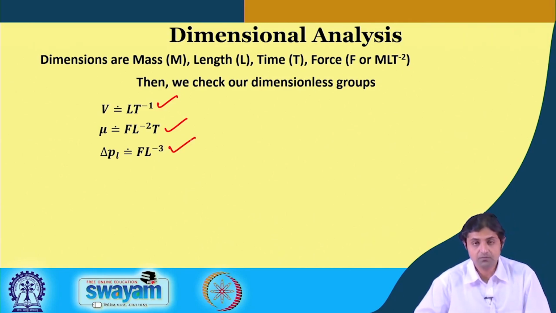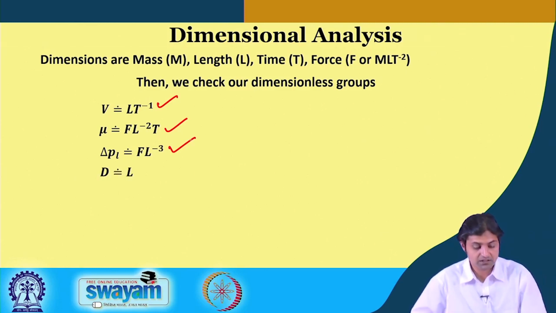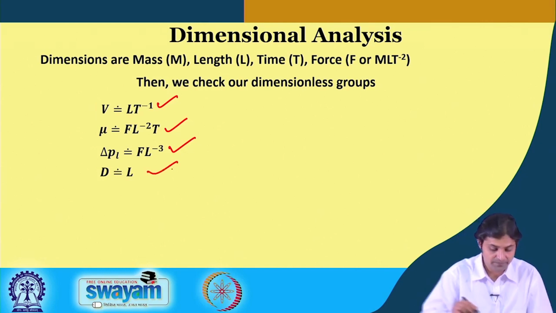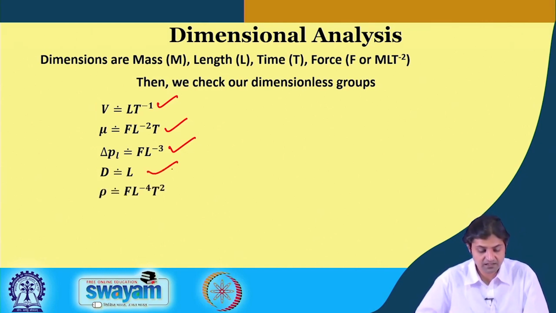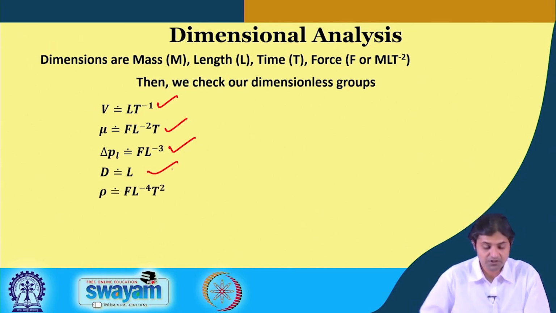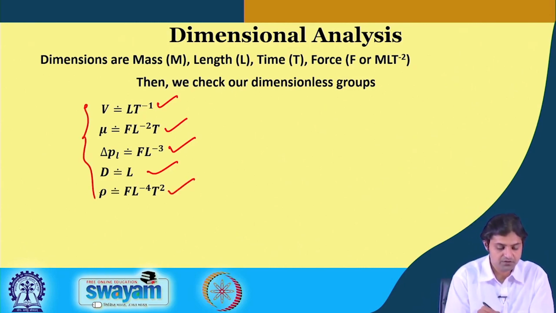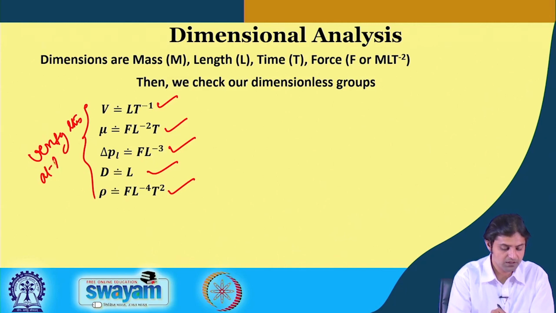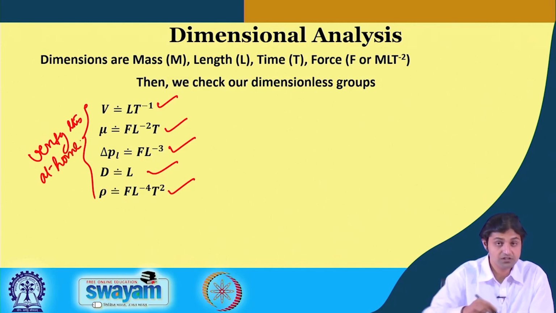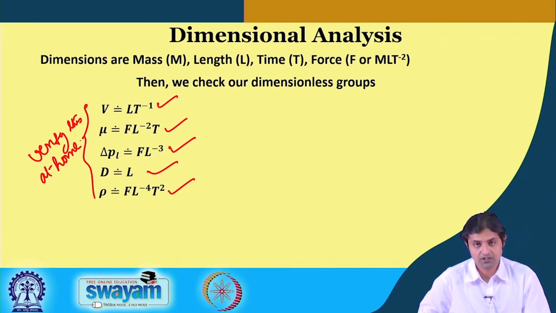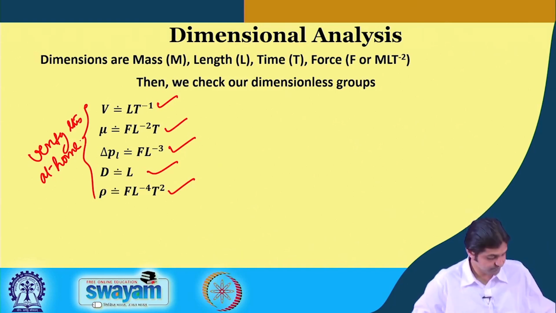This is very simple to compute, so you can actually calculate it. D is the dimension of diameter, which is the dimension of length, so it is L, and our last is the density. In terms of force, it can be written as F L minus 4 T square. You should verify this at home, after going through this lecture, or even try to find it in terms of F.